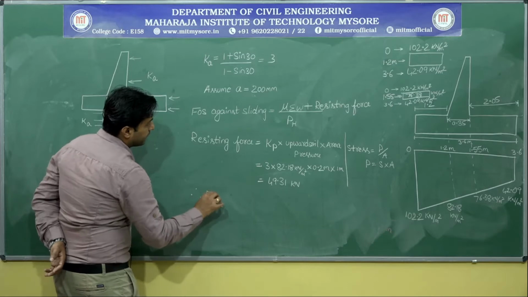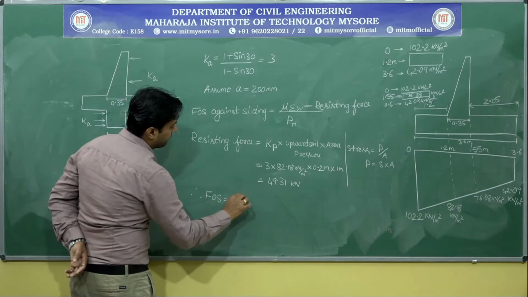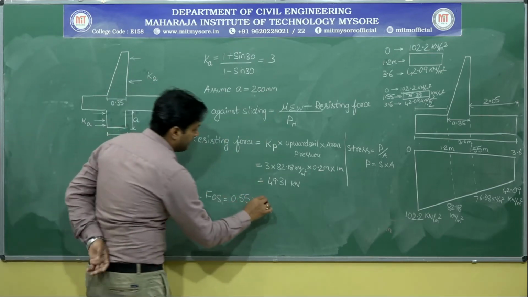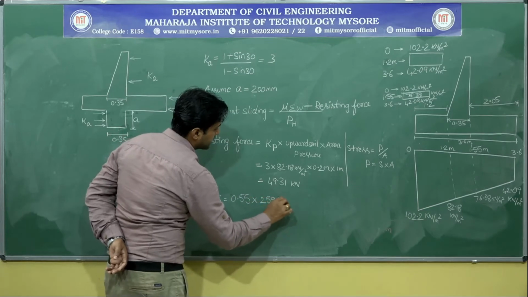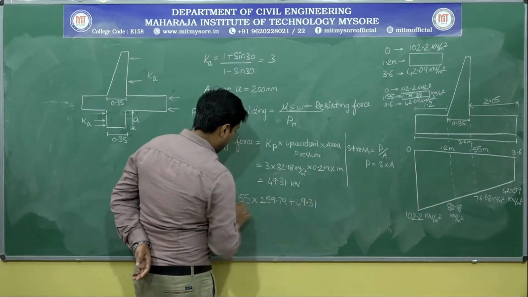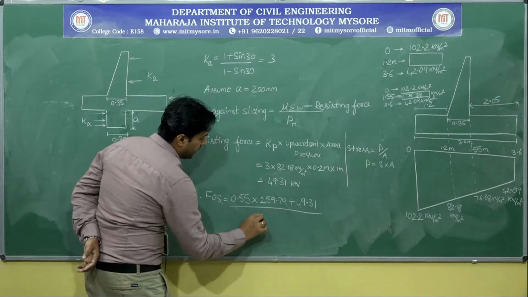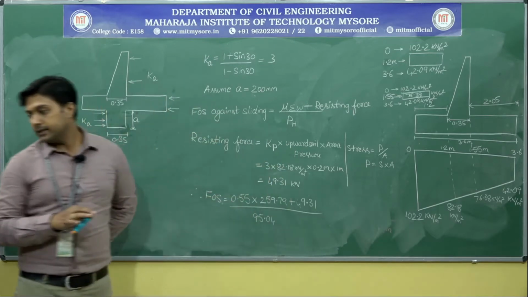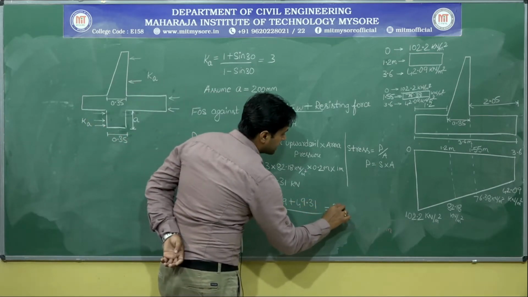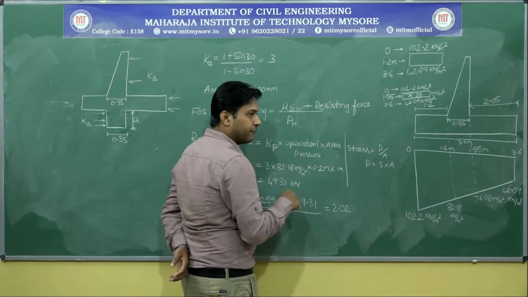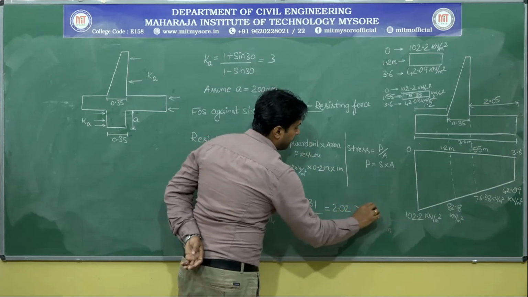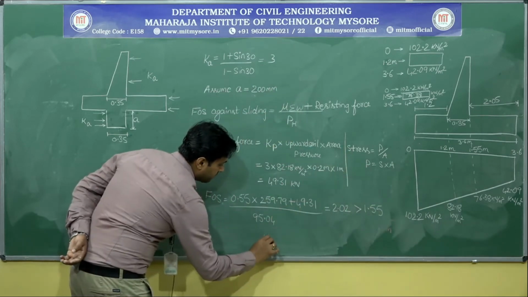So let me substitute it. Therefore, factor of safety is equal to mu, which is 0.55, into sigma W, so it's 259.79, plus this resisting force, whole divided by pH, 95.04. I think that value is correct, I guess. Yes, 95.04. So finally we got it as 2.02. In the formula, what I have told, it should not be less than 1.55. Now it is greater than 1.55. Hence it is safe.